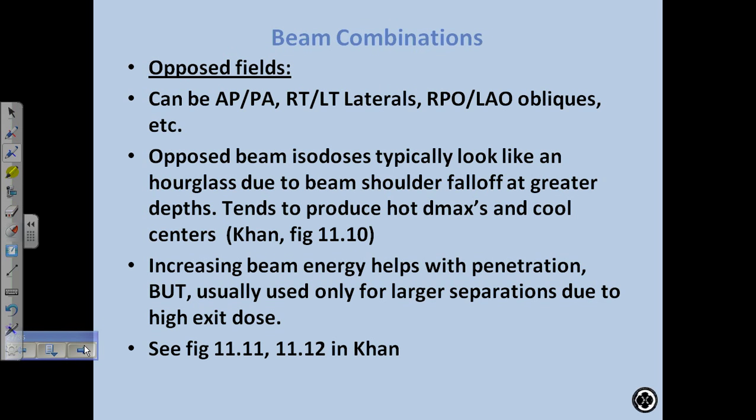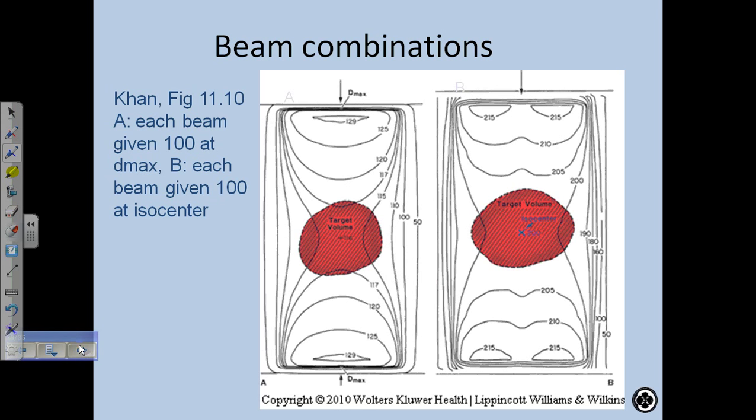So beam combinations can be AP/PA, right and left laterals, RPO, LA obliques, etc. They're just when two beams come together and the doses add up. Opposed beam isodoses typically look like an hourglass due to the beam shoulder fallout. At greater depths, this tends to produce hot beam axes and cool centers. Increasing beam energies helps with penetration, but is usually used for larger separations due to high exit dose. So I might ask you guys on an exam or on a question to draw some isodoses for beam combinations.